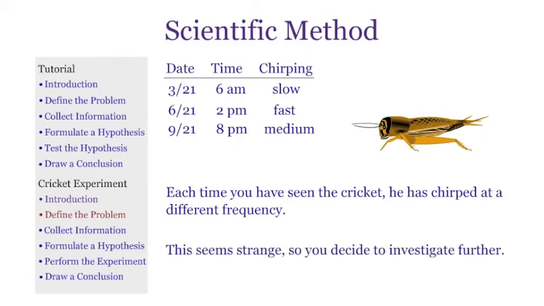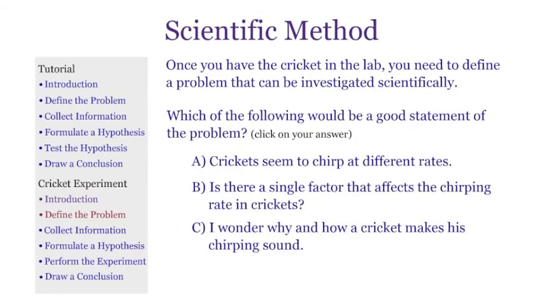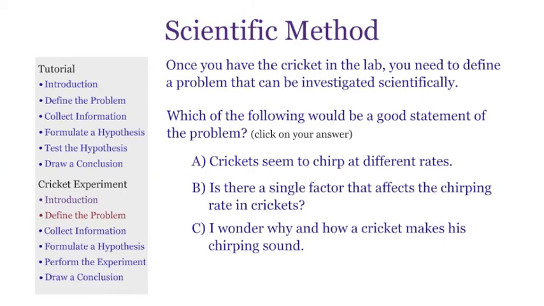This seems strange, so you decide to investigate further. You catch him and take him back to the lab. Once you have the cricket in the lab, you need to define a problem that can be investigated scientifically. This is where you will start creating your problem. You will be going to the website and you will go through everything I did, and then when you get here, you'll need to create a problem and then finish the virtual lab.